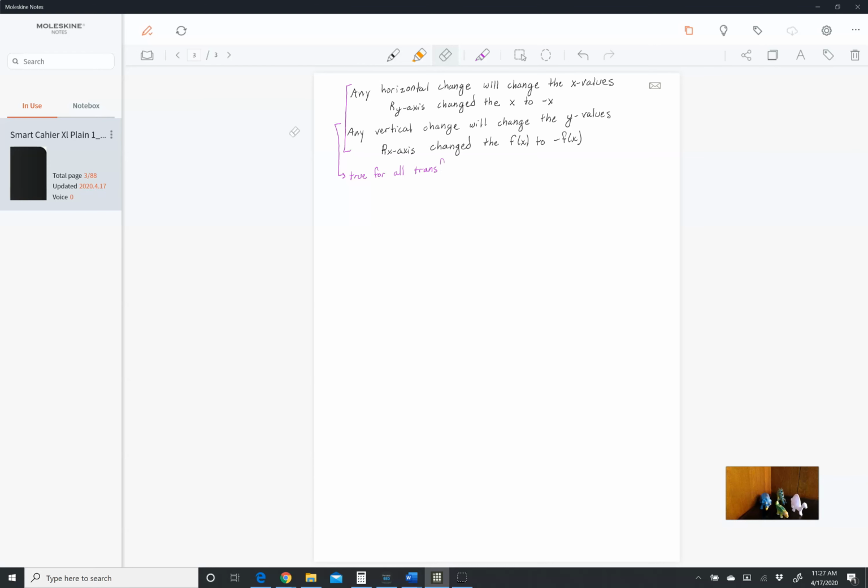And this will help you keep straight what you're supposed to do. Okay, so let's go back to this reflection in the x-axis and do examples, just like we did with the reflection in the y-axis.